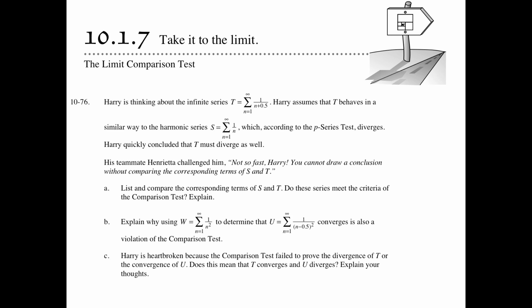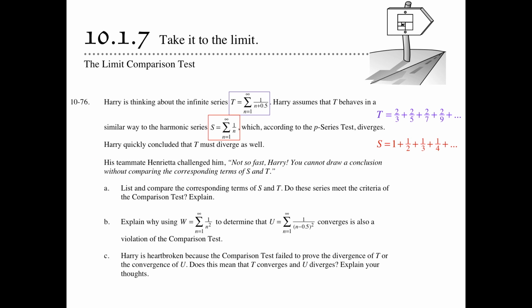Briefly, problem 10-76 introduces the need for the limit comparison test by demonstrating a couple of situations in which the direct comparison test does not work, even though two series, like these, appear to be very similar to each other. Harry is convinced that since series S diverges by the p-series test and the denominator of series T has the same power as S, then they both should diverge by the comparison test. But Henrietta slows him down, arguing that the terms of T are smaller than the terms of S, not larger.